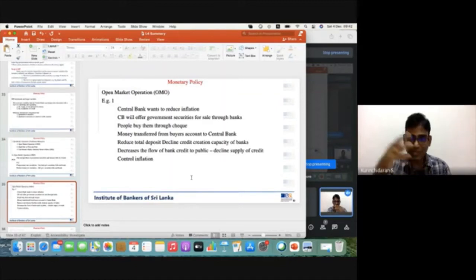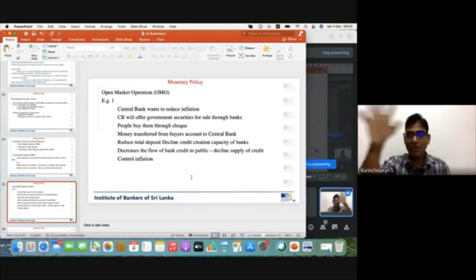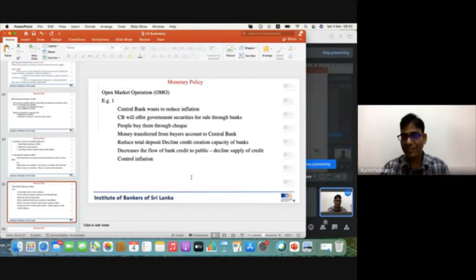Because the money is already there in the market. So it's just changing hands from banks to government, from public to government. There's no new money coming in. But what if that is not happening, and the central bank deals directly with the government?